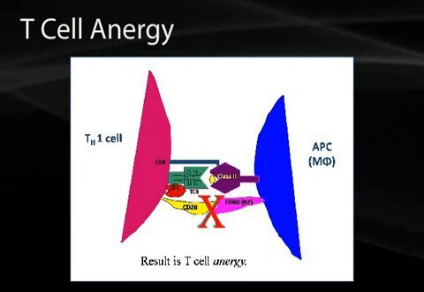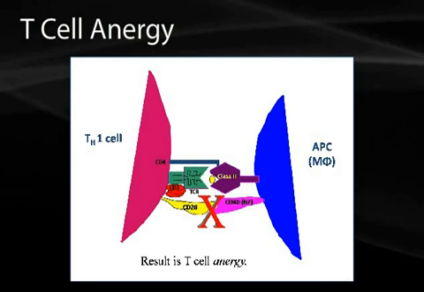So here we have a diagram of T cell anergy. Remember we said that for a T cell to become activated, it has to have two signals, the signal through the MHC TCR and the co-stimulatory signal through CD28 and CD80. Well, if the CD28 and CD80 co-stimulatory signal is not present, then we have a different state of activation that takes place. What happens is that the T helper cell becomes anergic, and what that means is that it gets shut off permanently.